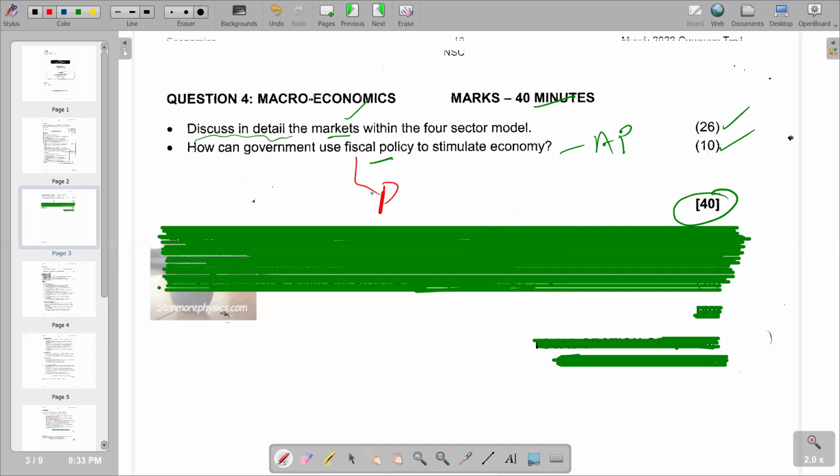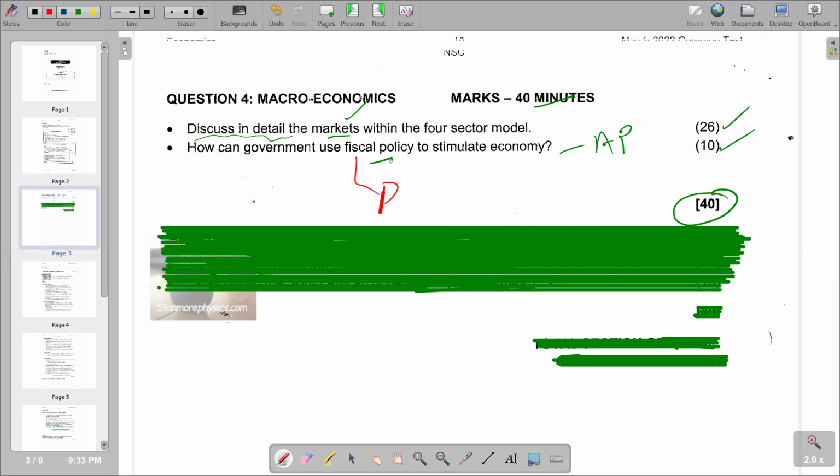So in this case, the stimulation of the economy is the increase. How can we use the fiscal policy to increase the production of goods and services in the economy? Obviously, we want to activate economic activity. That's the stimulation of the economy. So basically, that's the approach that we're going to use for the additional part.